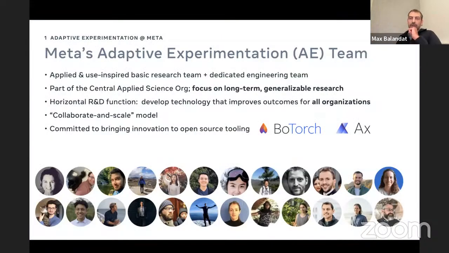So we're an applied research team at Meta. We focus on long-term generalizable research. We work across the organization, and that's kind of exciting because we work on a whole bunch of different problems. And we are committed to bringing the innovation that we drive by doing that into our open source tools, PyTorch and Ax. And here's a few folks that are part of the team.